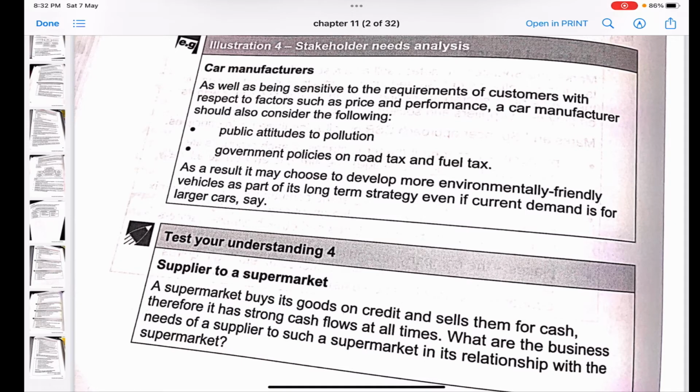Car manufacturers, as well as being sensitive to the requirements of a customer with respect to factors such as price and performance, should also look at the public attitude towards pollution. We need to see the government policies on road tax and fuel tax. As a result, it may choose to develop more environmentally friendly vehicles. Because right now we need larger cars, but later on I would personally not buy a car if I know that it is polluting the environment, right? So we need to look at those factors.